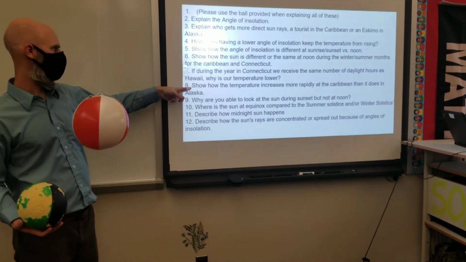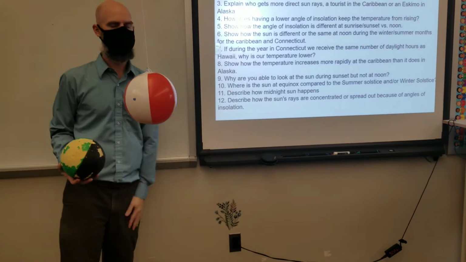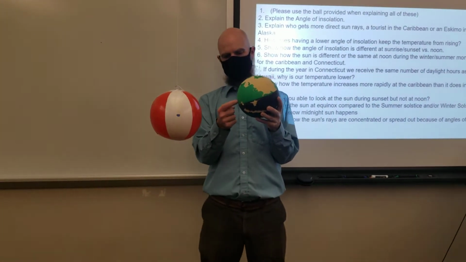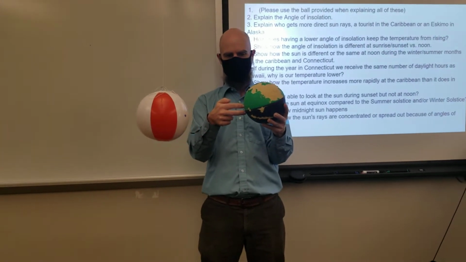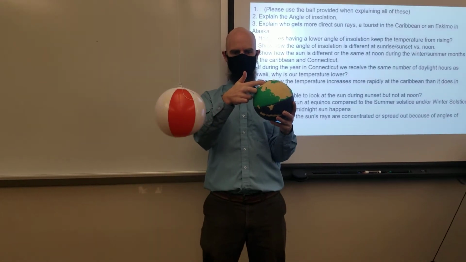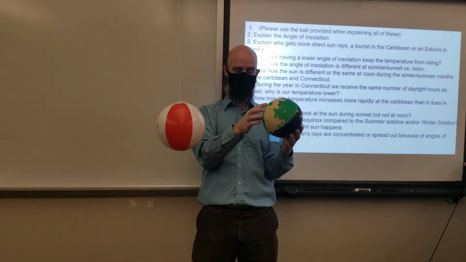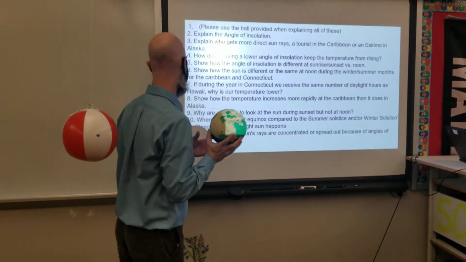Number 8, show how the temperature increases more rapidly in the Caribbean than it does in Alaska. Same sort of deal. Here's the Caribbean. You see how the sun is coming in much more direct? Up here in Alaska, the sun gets spread out. I will say the cool thing about Alaska is that when it's like this in the northern hemisphere, it's 24 hours of sunlight.